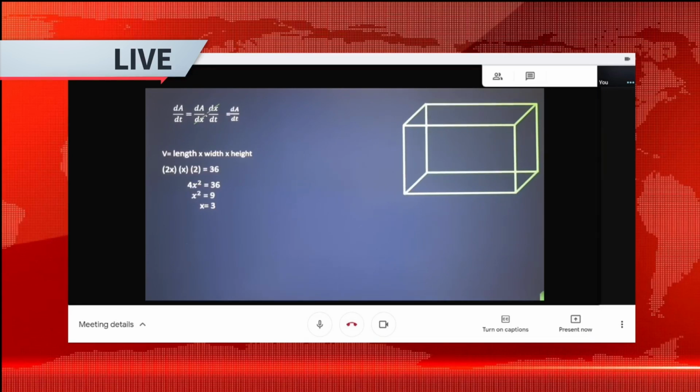Based on the relation just now, we know that dx over dt is 0.1, but we don't know dA over dt. So, we need to find that. The area for a cuboid is length times width. Look back at the cuboid in the question. The parts having the same shape appear twice in the cuboid.